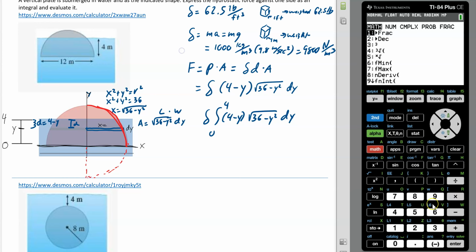Now, why is it newtons? Well, let's look at our units here. Our delta, right, would be newtons per cubic meter. Our d would be in meters. And our area, since it's an area, would be meters squared. So you see they just cancel, giving us just newtons. So that's the amount of force we're applying, which is newtons.